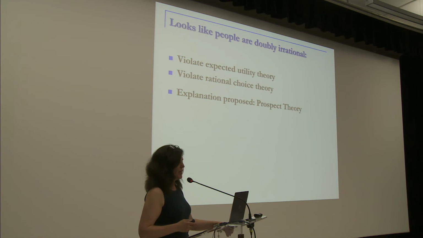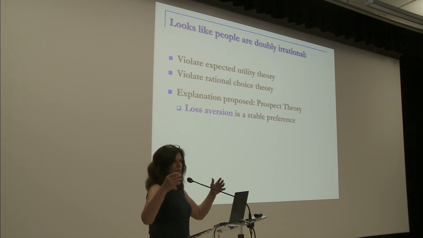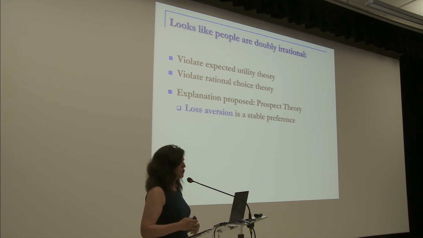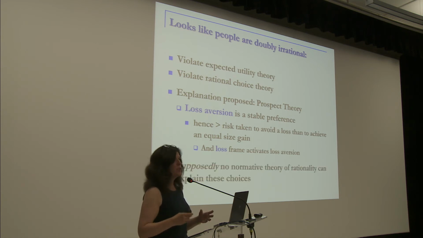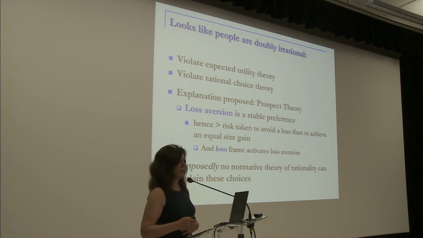And the explanation proposed was prospect theory. The idea is you have a stable preference. Loss aversion is a stable preference. So you're willing to take a larger risk to avoid a loss than to achieve an equal size gain because of the shape of a preference curve. And the loss frame activates loss aversion. And supposedly, no normative theory of rationality can explain these choices, supposedly.